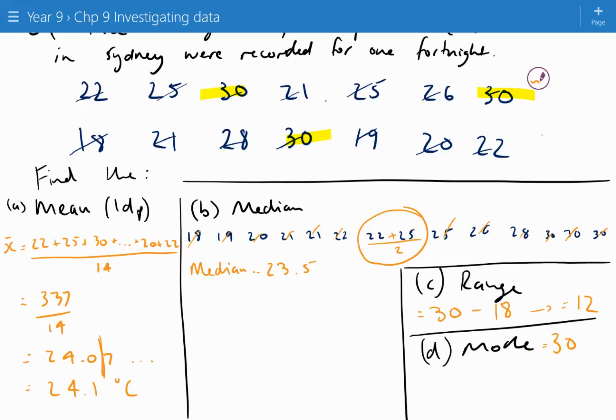So there'll be another video soon about finding the mean and median from large sets of data where we have to use some tables. But that's it for this video. Well done.